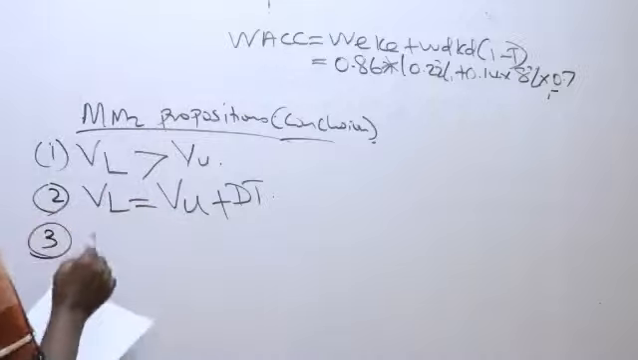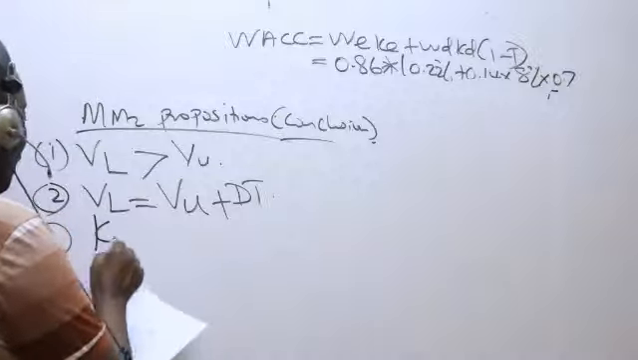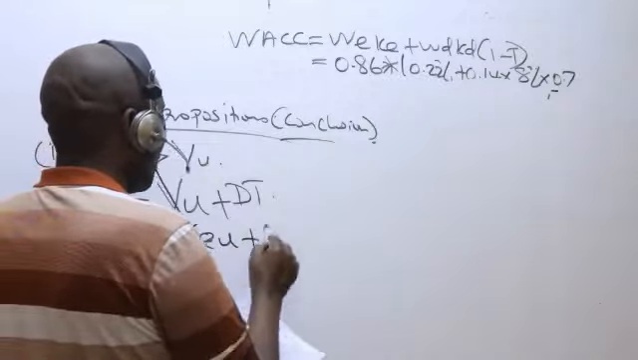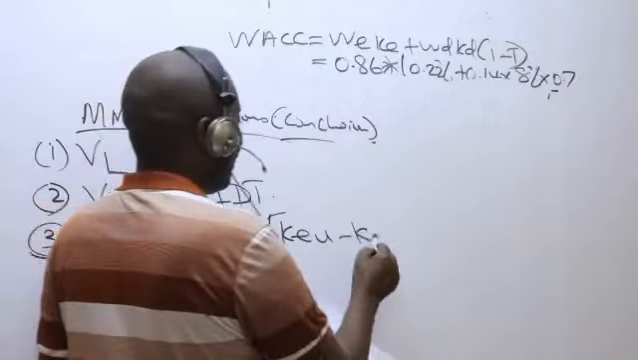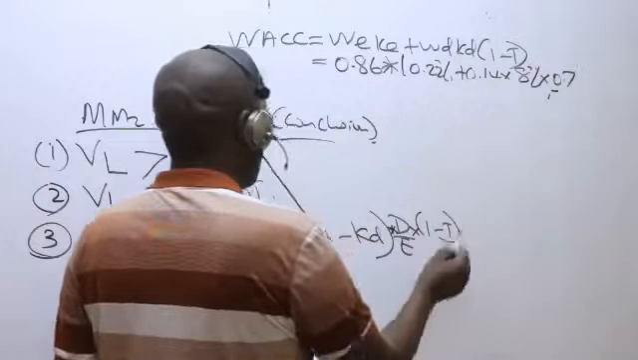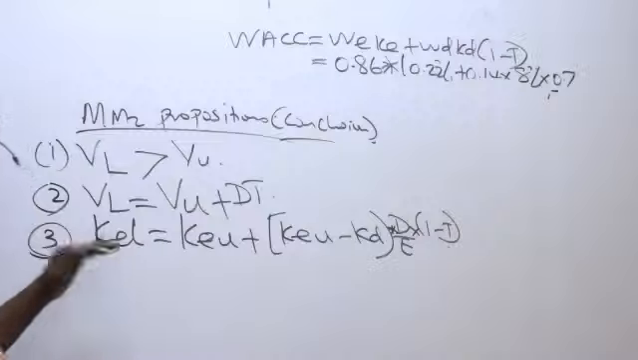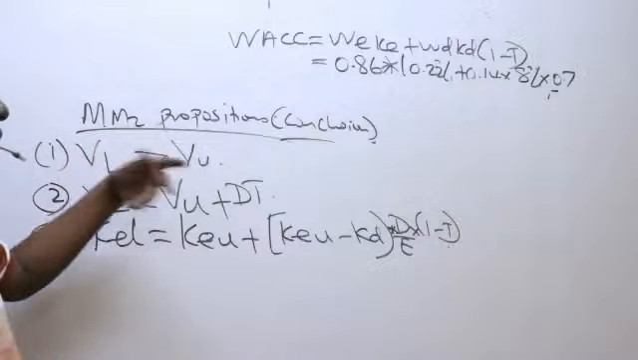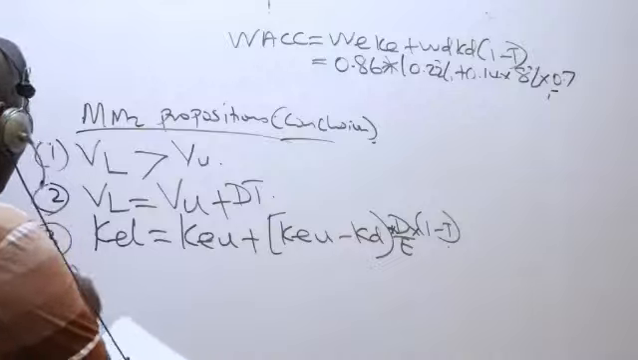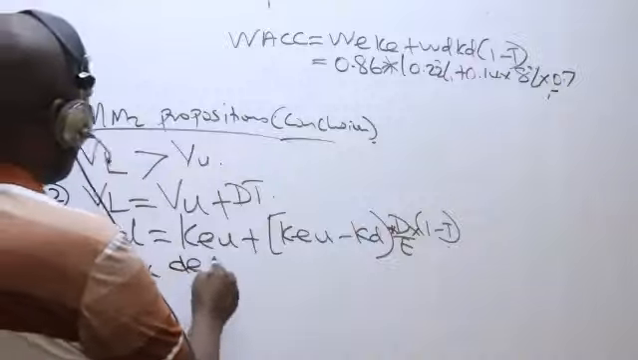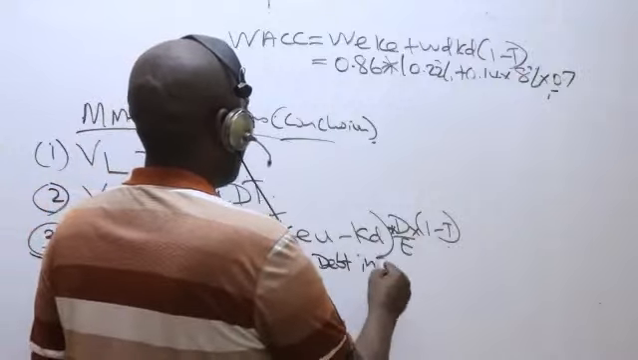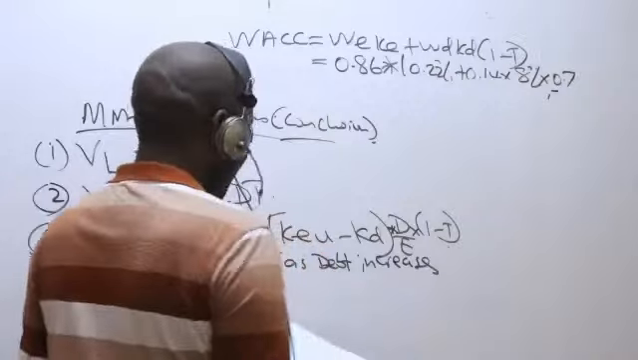Then number three, we have another very important formula, of KL being equal to Q plus Q minus KD into D over E times 1 minus T. This is a very important conclusion: the cost of equity of a levered firm will keep on increasing, and this is the formula. And then lastly, number four, WACC decreases as debt increases.